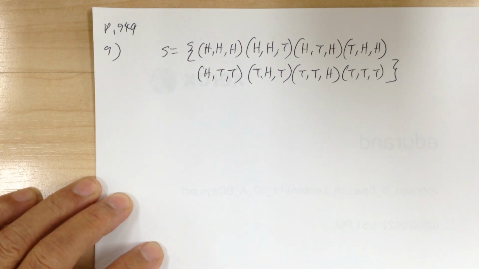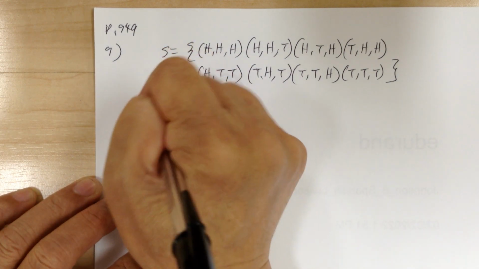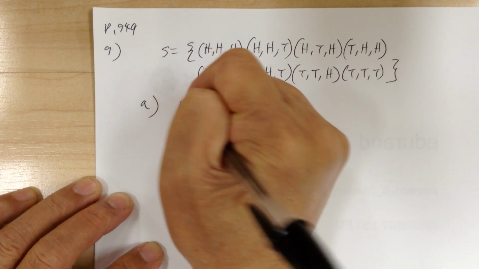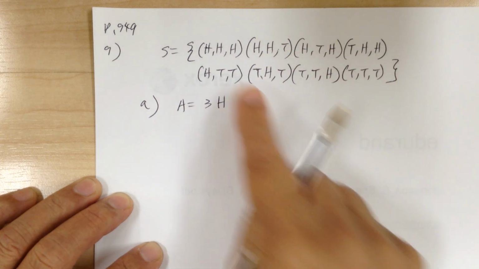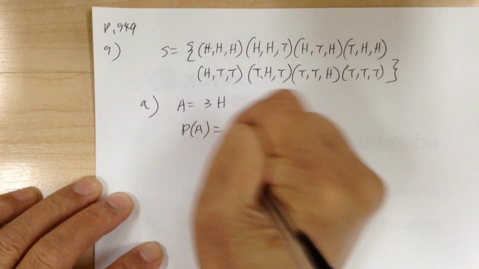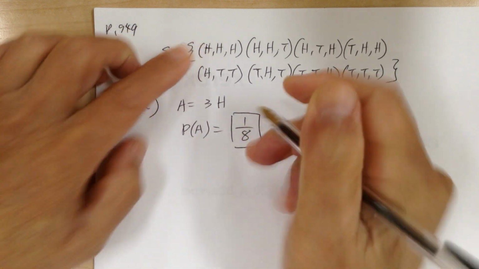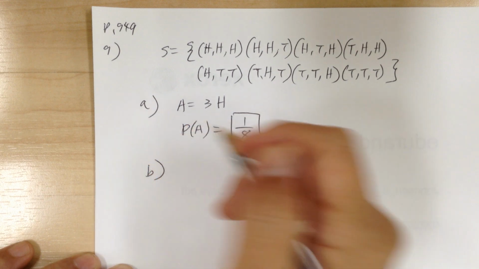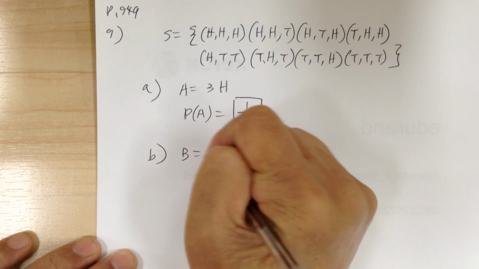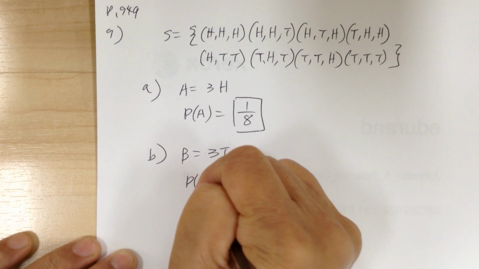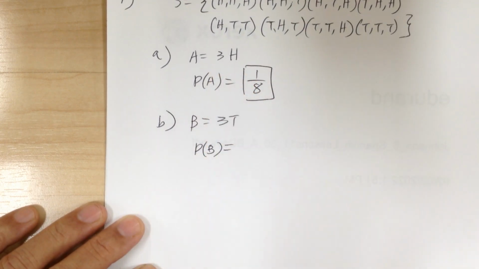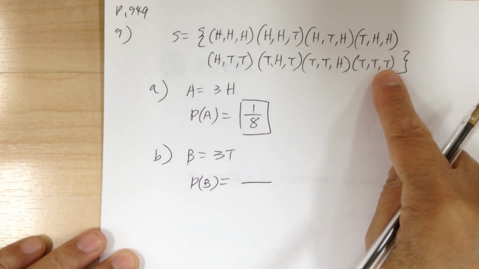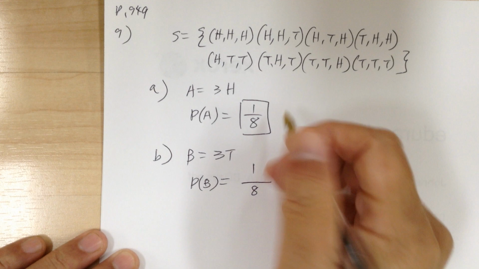Sometimes listing it out helps you. Now for A, all come up heads. So A equals 3 heads. That's only 1, right? So the probability of A equals 1 out of 8, because for 3 heads, there's only this one here. B, all come up tails. So B is all 3 tails. The A and B are just generic; you can use any letters. For all 3 tails, again there's only 1 of them, so it'll be 1 out of 8.